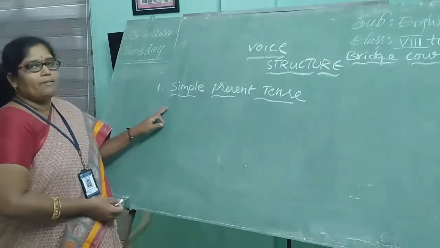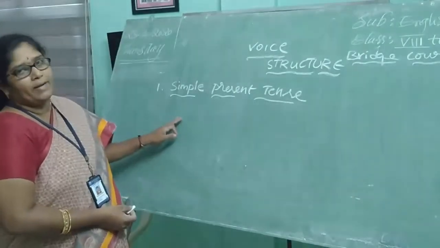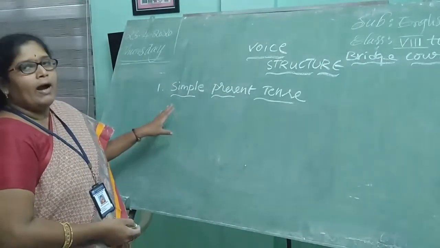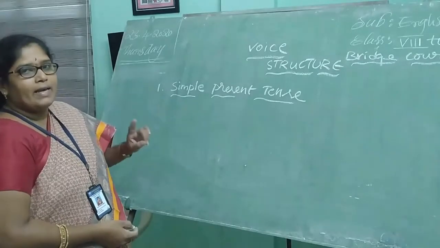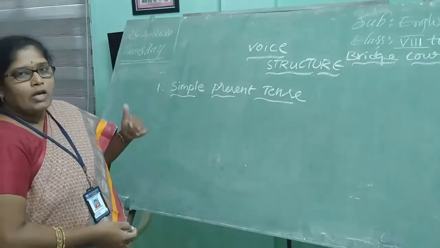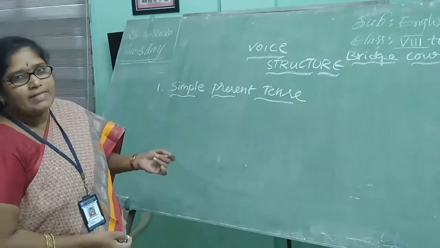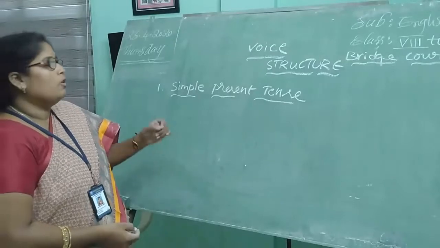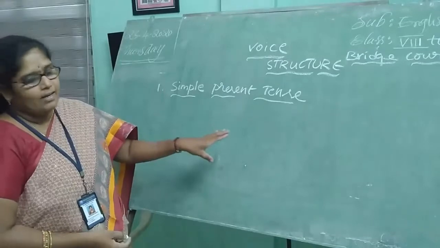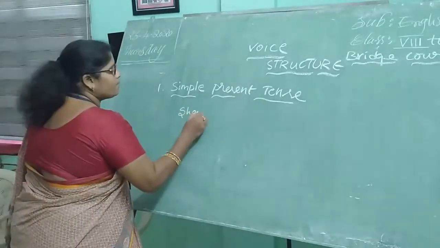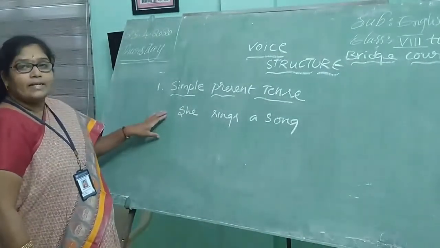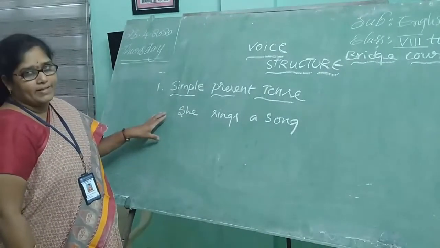Okay, so first I am taking a sentence from the simple present tense, children. A single verb will be taken to make you understand easily. I mean one verb will be changed into different sentences of the tense, and later it will be changed into passive voice and the structure will be written, children. Okay, so first I am writing a simple present tense sentence, children. She sings a song. So this sentence is in simple present tense, children.